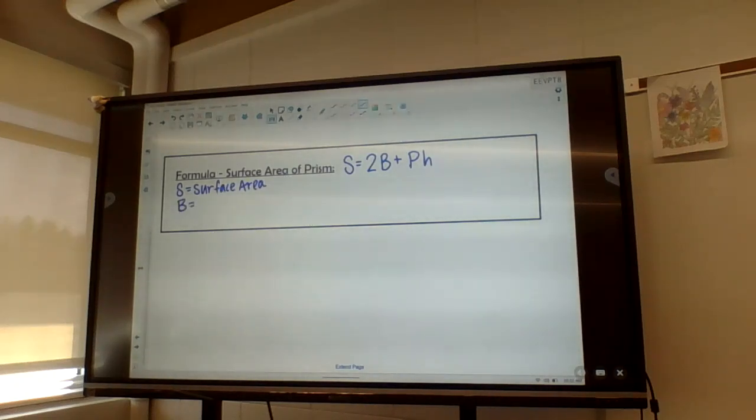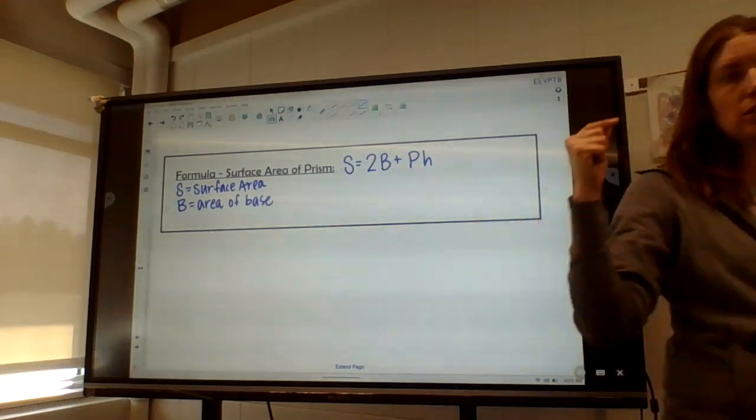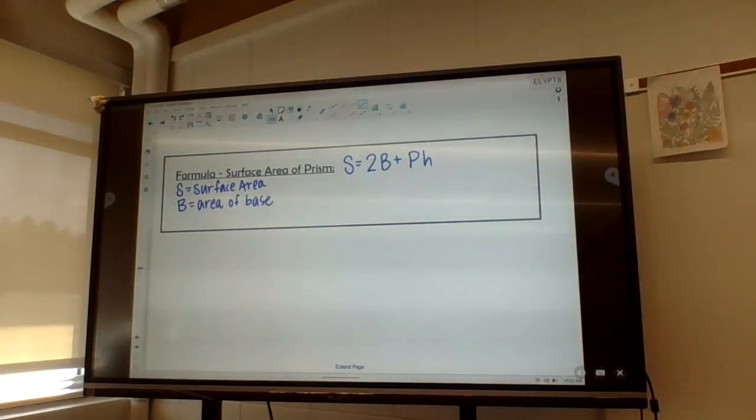Any idea what capital B is? Base. It's the base, but it's something special about the base. The reason it's capital is a special reason. It's actually the area of the base. So knowing how to find whatever the base is, we're going to find the area of it. And the reason we're multiplying it by 2 is because there are 2 bases. So both of those areas we have to take into account.